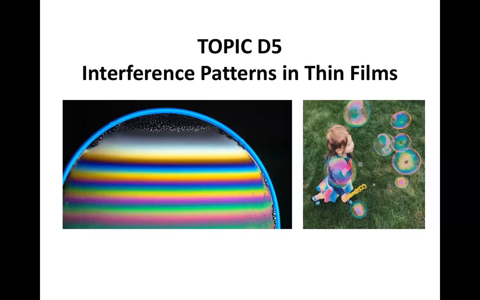Class, this video is on topic D5, interference patterns in thin films. This concept of thin film interference explains the beautiful rainbow surface that you see in this photo of a soap bubble wand. And maybe even the timing of this lesson is appropriate, given that June is Pride Month.